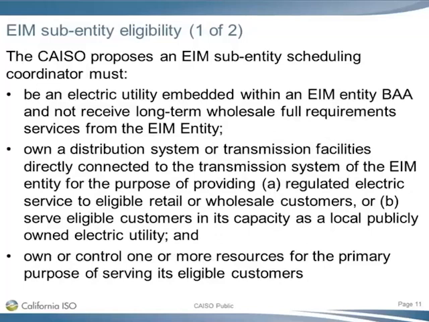So the CAISO proposes that an EIM SubEntity Scheduling Coordinator must be an electric utility embedded within an EIM BAA and not receive wholesale full requirements service from the EIM entity, own a distribution system or transmission facilities directly connected to the transmission system of the EIM entity for the purpose of either A, providing regulated electric service to eligible retail or wholesale customers, or B, serving eligible customers in its capacity as a local publicly owned electric utility, and own or control one or more resources for the primary purpose of serving its eligible customers.